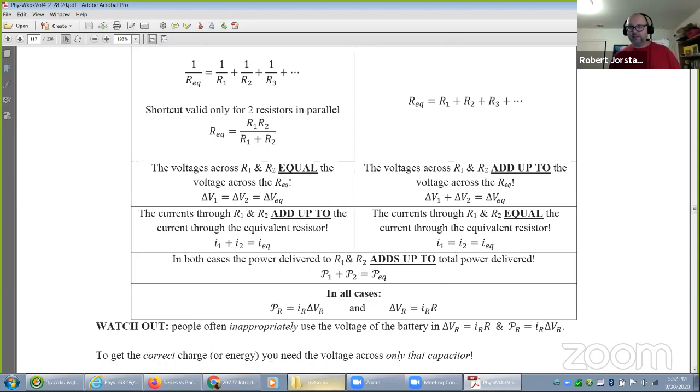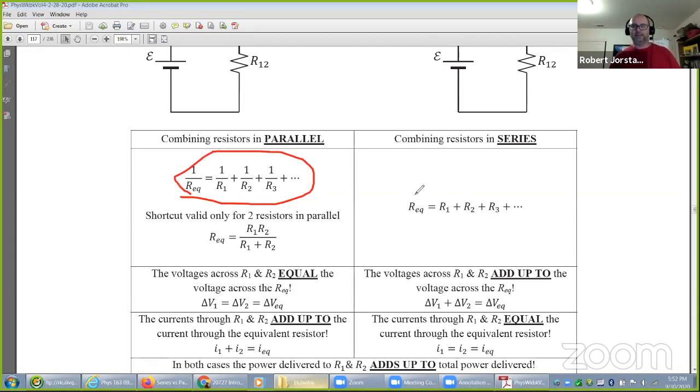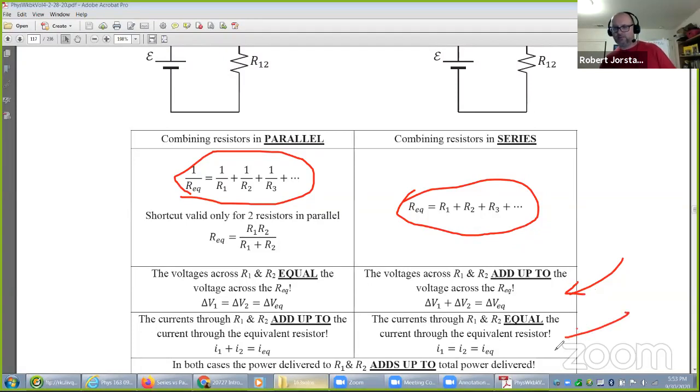So the big thing I want to point out is this. In parallel, resistors do the 1 over. In series, resistors, you just add them up. For capacitors, the rules for equivalent capacitance were flipped. Now, the voltages still add up to the total, and the currents are equal. So these two rules down here are effectively the same as capacitors, okay? This rule is not the same.